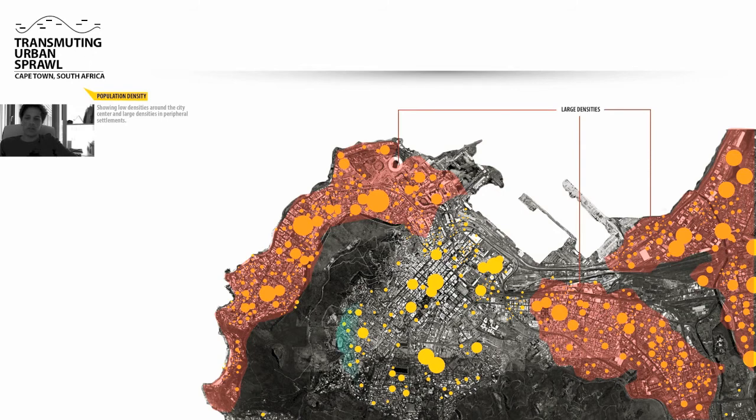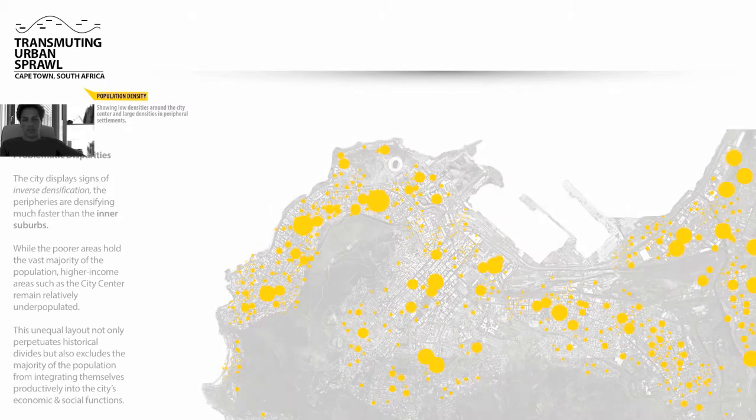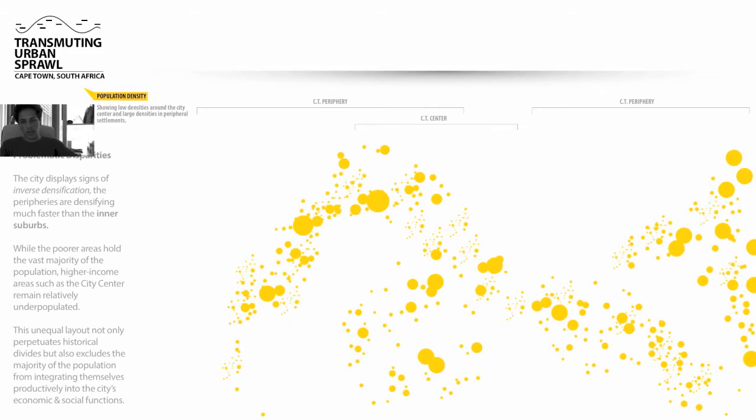Large densification is shown in red and low densification in blue. The peripheries are densifying much faster than the inner suburbs, while the poorer areas hold the vast majority of the population. High-income areas, such as the city center, remain relatively underpopulated. This unequal layout not only perpetuates historical divides, but also excludes the majority of the population from integrating themselves productively into the city's economic and social functions.